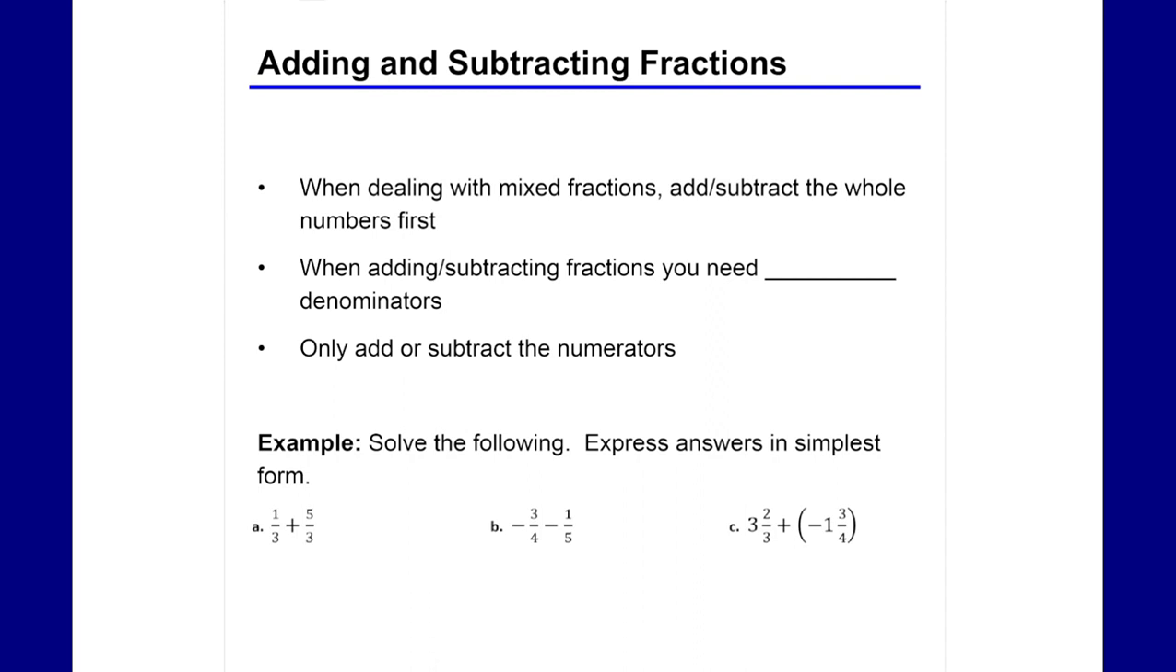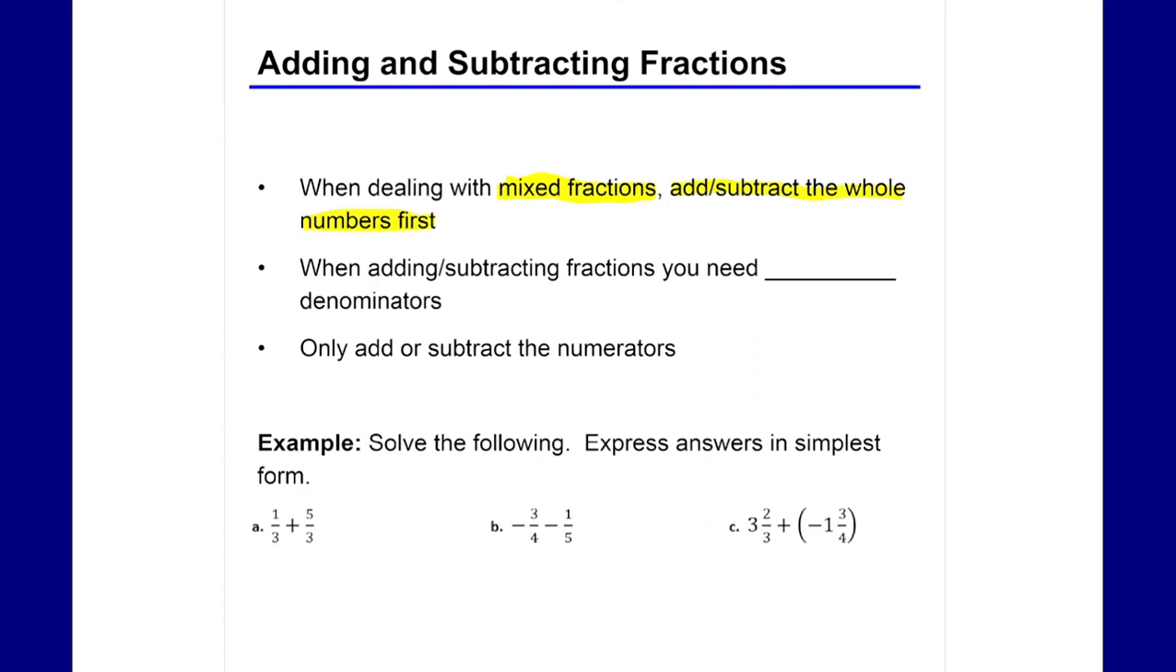And when adding and subtracting fractions, it depends on what we're dealing with. Ideally, we're dealing with either proper or improper fractions. But if we're dealing with mixed fractions, right, which means we have whole numbers and a fraction, we add and subtract the whole numbers first. So we can just take the whole numbers, remove them from the situation, add or subtract them first, and then deal with the actual fraction part.